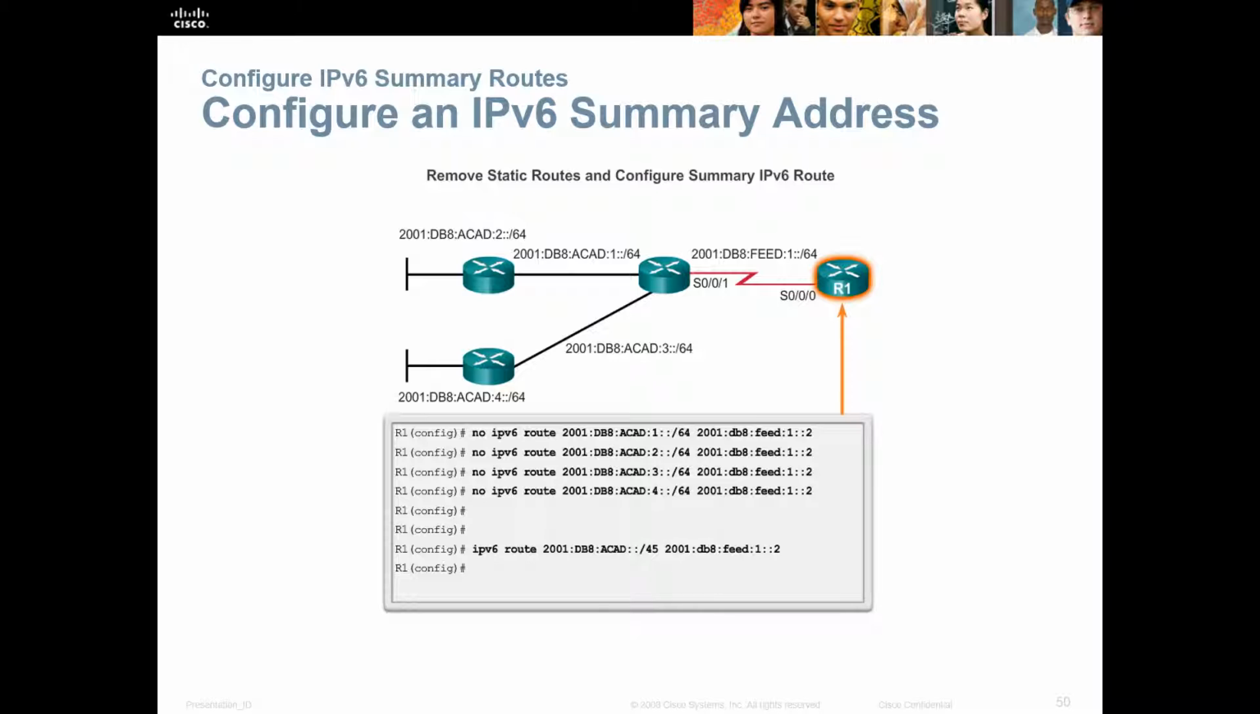How do we set up an IPv6 summary address? Just like we set up an IPv6 route. This will be a summary address.